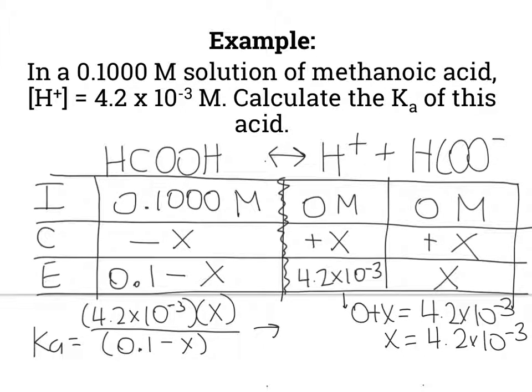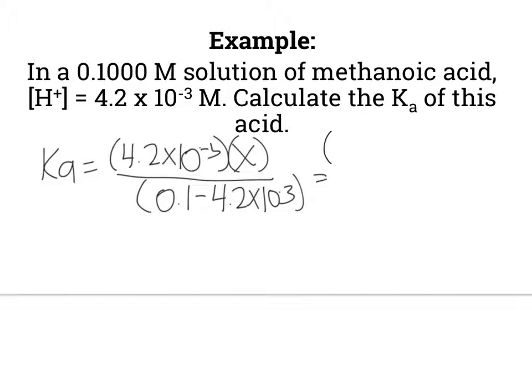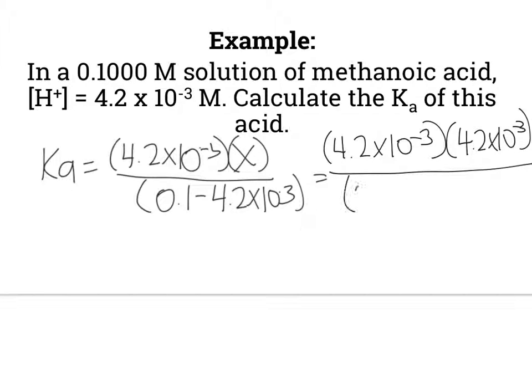That means that our Ka actually now turns into, well, I'm kind of running out of room, so I'm going to rewrite this. Hopefully you've got this written down somewhere. So this turns into 4.2 times 10 to the negative 3 times 4.2 times 10 to the negative 3 over 0.1 minus 4.2 times 10 to the negative 3. Okay, to make your life a lot easier, let's calculate the top, and then let's calculate the bottom, as we kind of used to, and then multiply top and bottom.